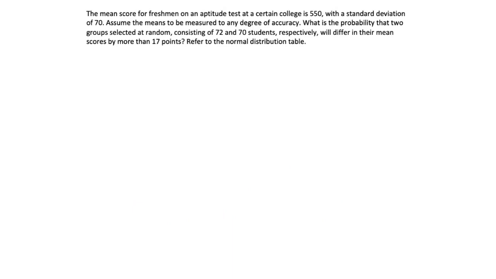The mean score for freshmen on an aptitude test at a certain college is 550, with a standard deviation of 70. Assume the means to be measured to any degree of accuracy. What is the probability that two groups selected at random consisting of 72 and 70 students, respectively, will differ in their mean scores by more than 17 points?